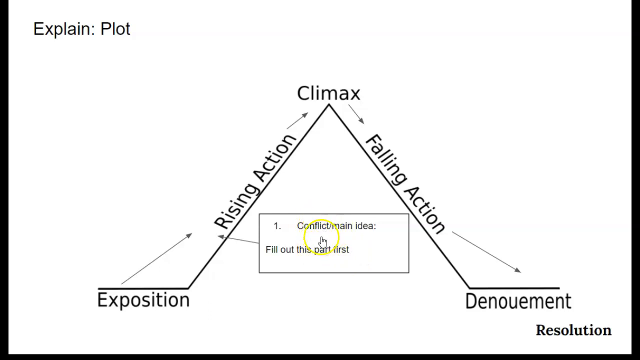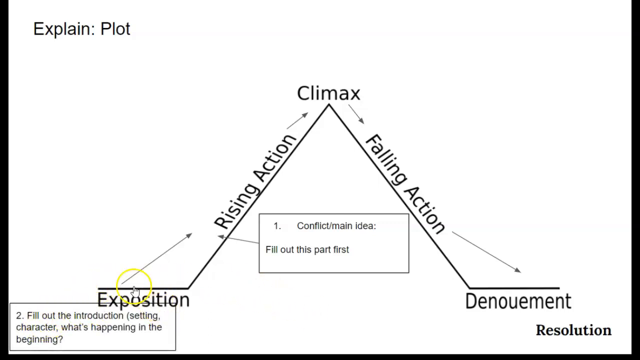Once we fill out the conflict, then we can fill out the exposition or the beginning. And that's where the setting takes place, the characters, and basically what is happening in the beginning, before the conflict is introduced to us.